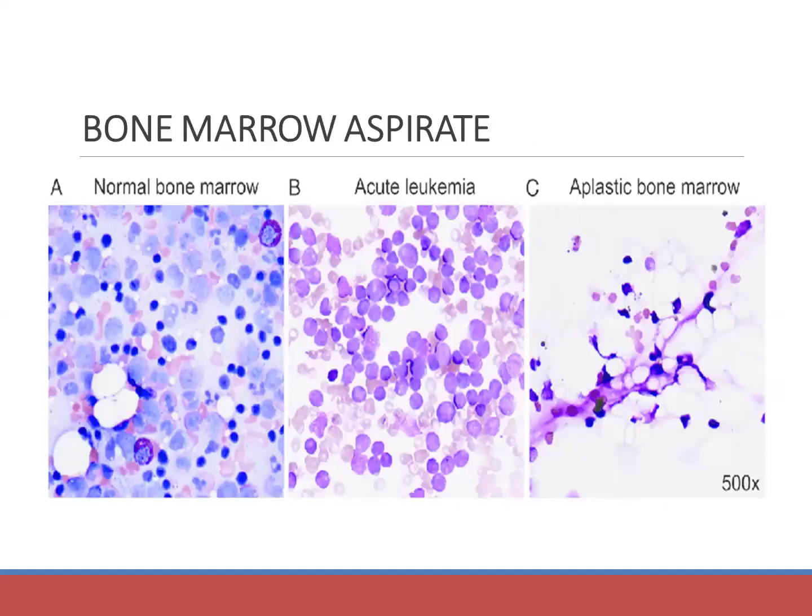This is a picture showing the bone marrow aspirate. You can see the normal bone marrow, which is showing normal cellularity. Then there is a picture of leukemia, which is a malignant tumor of blood cells, and here you can see that the cellularity has increased, this is hypercellular. And you can compare it with the aplastic bone marrow, which is showing the hypocellular picture.